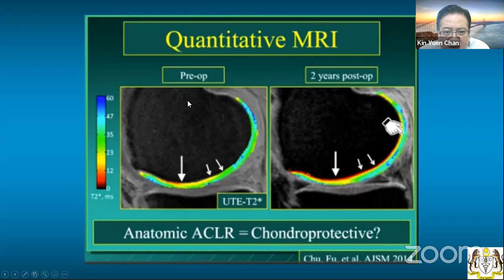And some of the papers also published by Professor Fu's group show that the cartilage may actually regenerate to some extent when a double bundle is reconstructed, as it provides a better environment for the cartilage to heal and also perhaps, hopefully, reduce the arthritic changes as well.